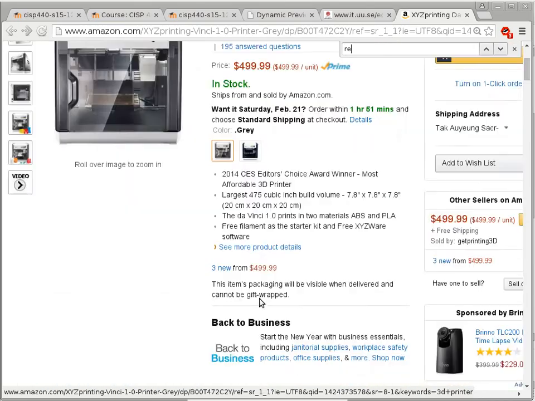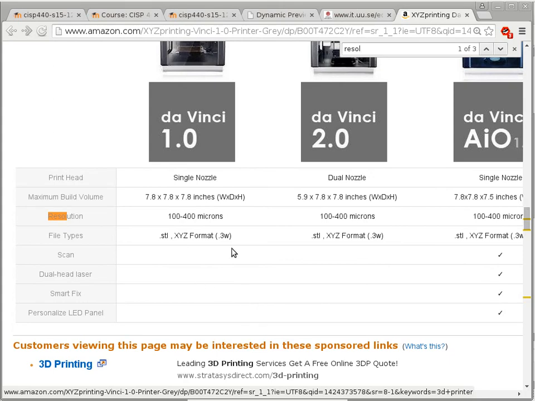Okay, I'll just do a quick search here. Resolution. It's 100 to 400 microns. One micron is 1,000th of a millimeter, so it's about half a millimeter. So if you use a mechanical pencil and it's a half millimeter type, that's the resolution of the 3D printer, which is not too bad. I mean, it's not really terrific, but it's not too bad.